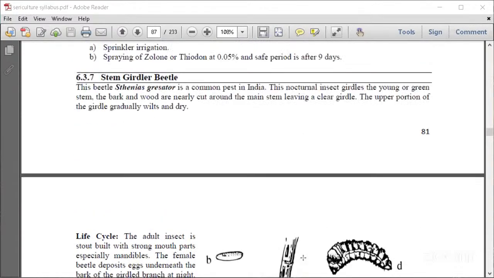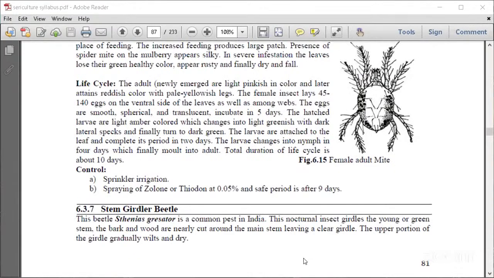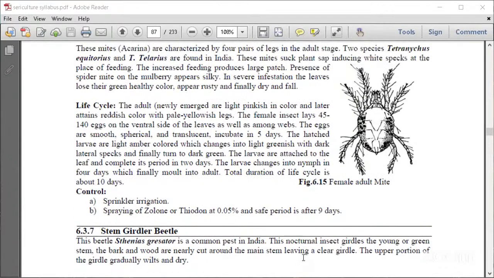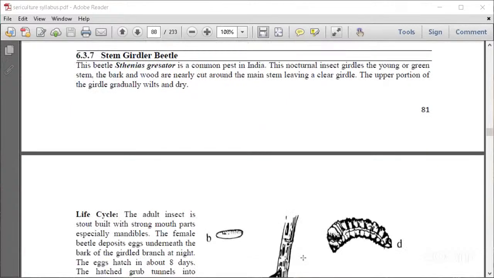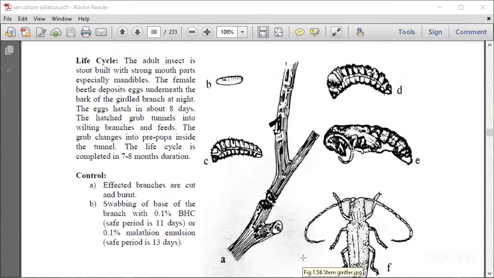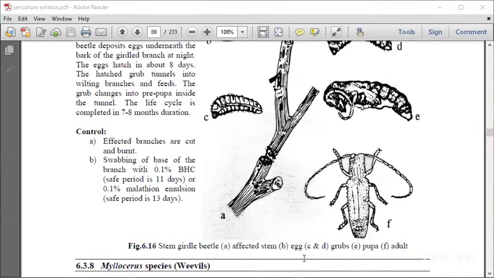Here you can see this is the nocturnal one. This is the common pest in India, caused by this beetle. Here you can see how to control this stem girdler beetle.